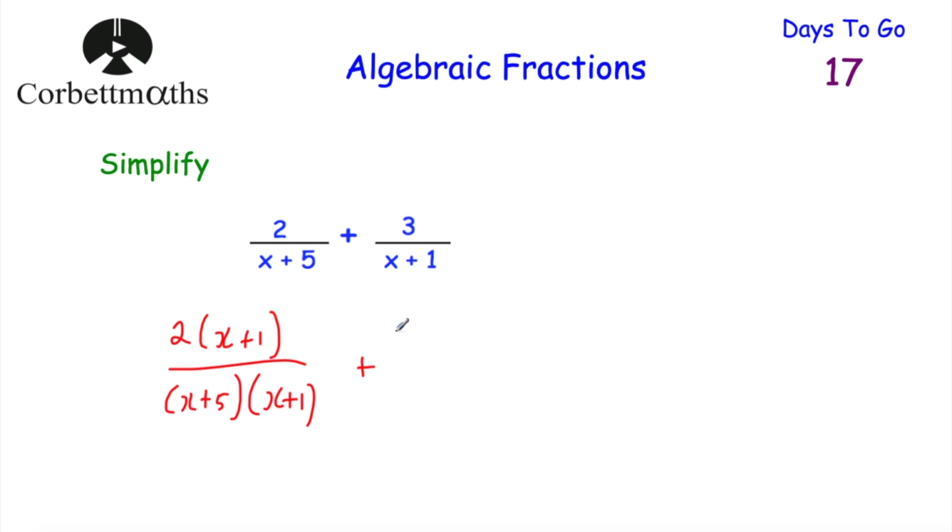Then we've got our plus sign, and now we need to multiply both of these by x plus 5. So we'd have 3, and then brackets x plus 5, close brackets, and then over x plus 1, and we're going to times by x plus 5. Now we could write x plus 1, and then in brackets x plus 5. I'm just going to write it the other way around, just so it matches the first fraction. So I've got x plus 5, and then in brackets x plus 1, close brackets. So we've multiplied both the numerator and denominator of this fraction by x plus 1, and we've multiplied both the numerator and denominator of this fraction by x plus 5. And we've got a common denominator.